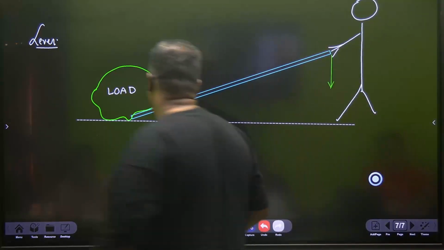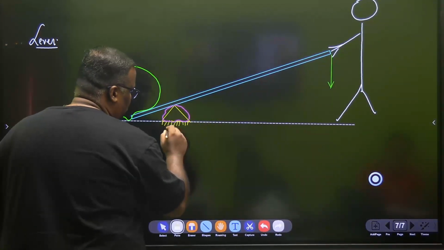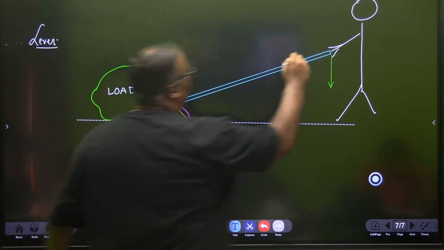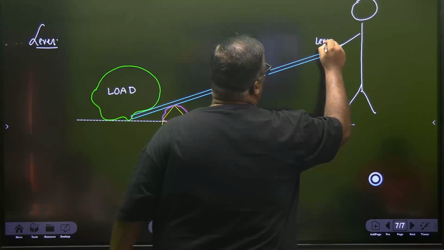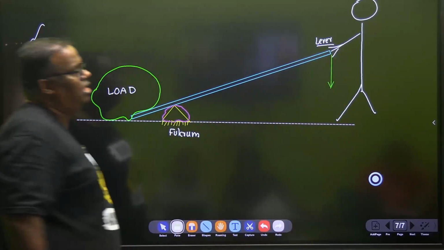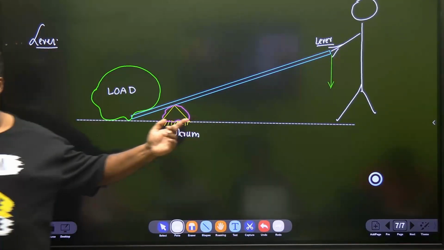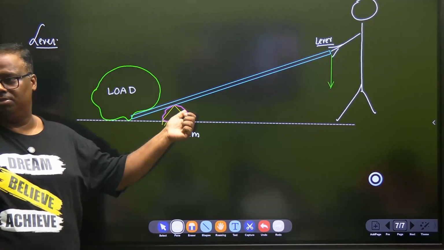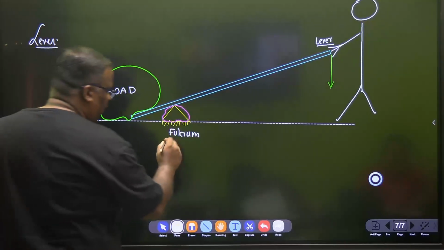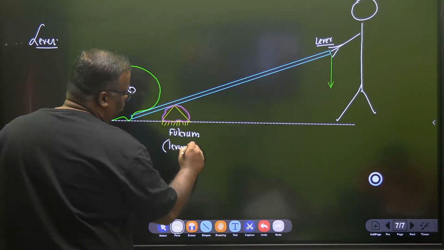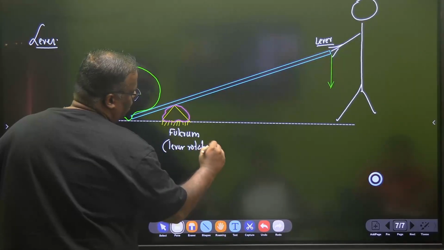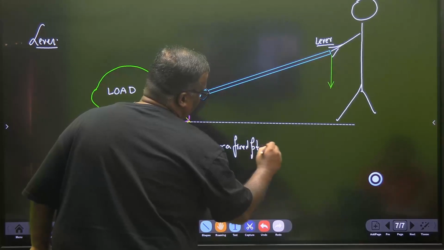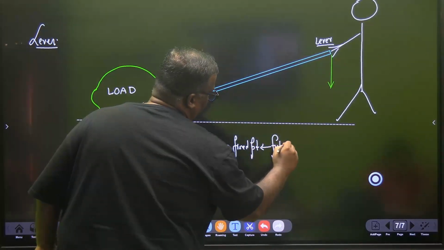So let's see what the names are. This particular item with the knife edge point is known as the fulcrum. This is the fulcrum, and this is the lever. A lever is a rod or a bar which is able to rotate on a point which is known as the fulcrum. The lever rotates over a fixed point, and this fixed point is known as the fulcrum, which you will be creating with some object or whatever.